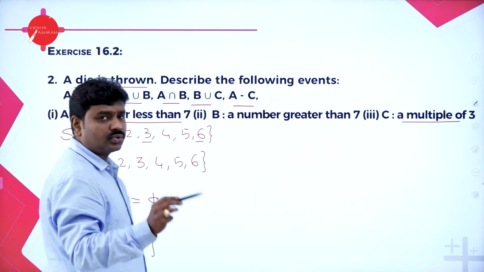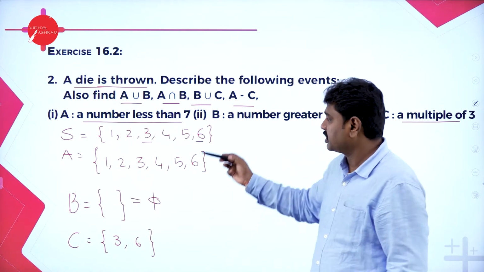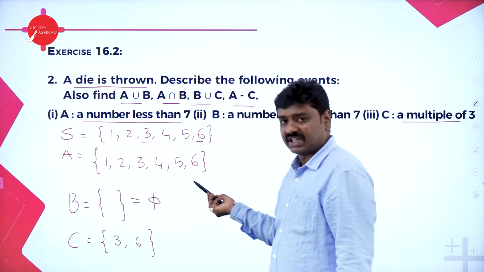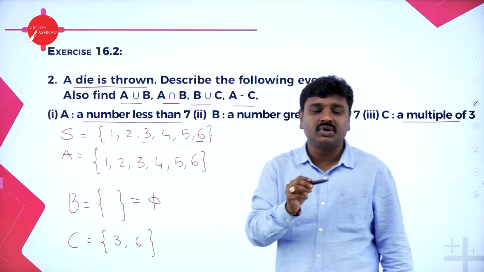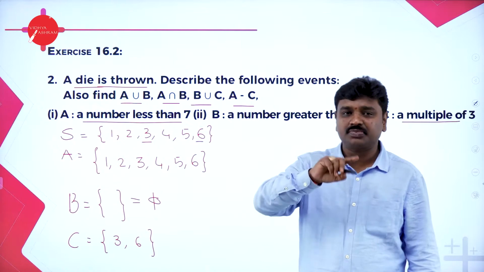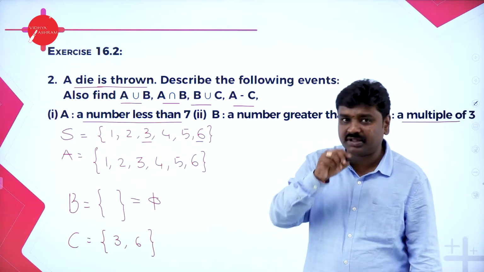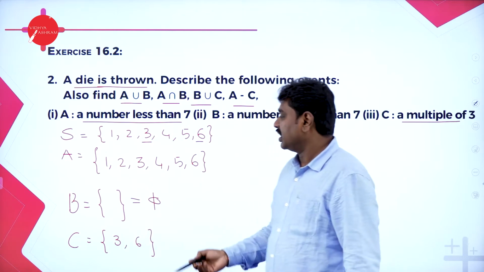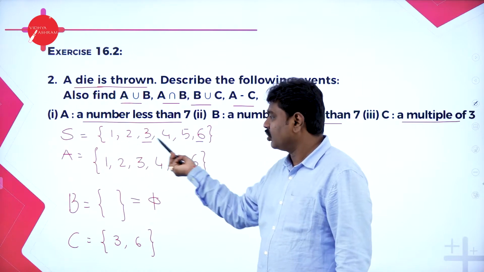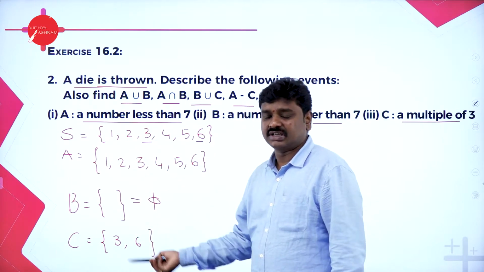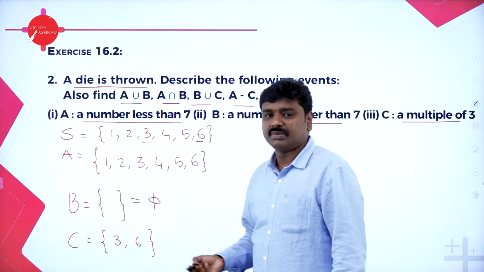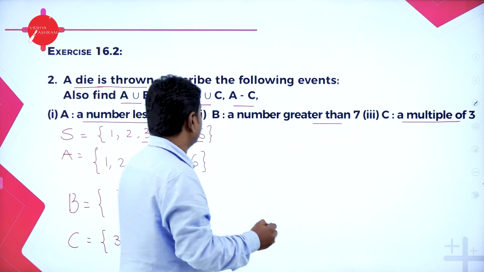So dear students, they want you to describe the events. I have done the description of the events. First one, number less than 7. So you will get the whole sample space as set A. So I can say set A is a sure event. What is a sure event? An event whose output is same as sample space. Sample space and event, both the sets, if they are equal, we call them a sure event. Event A is a sure event. And event B, they told number greater than 7. We don't have any number greater than 7 when you roll a die. Therefore it's a null set, empty set. And event C, multiples of 3. What are the multiples of 3 in this? 3 and 6. So I described the events.